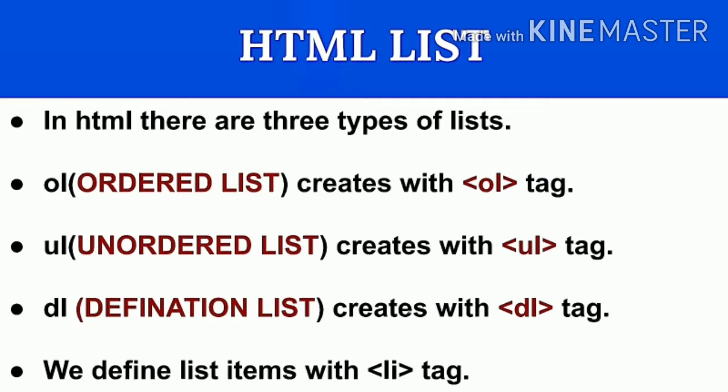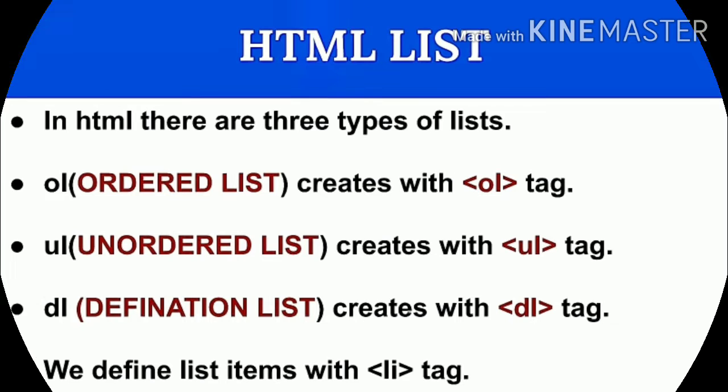First is OL, the ordered list, which is created with the OL pair tag. Second is UL, the unordered list, which is created with the UL pair tag. And the last one is DL, the definition list, which is created with the DL pair tag. We define a list item with the li tag. Every list item is shown in between the li tag.